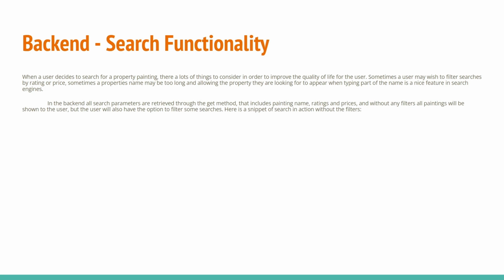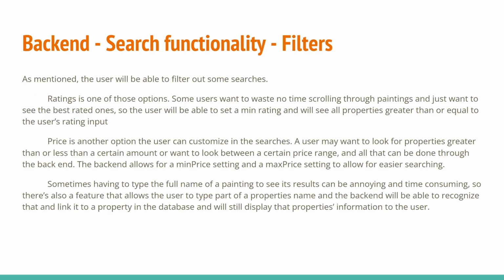When discussing the filter functionality of our search backend, the user, as mentioned, can filter searches. One of them is ratings. Some users don't have time to scroll through every single painting, and they just want to see the best rated ones. Next to the search bar, there is a filter option, and the user can select a min rating, and we'll see all properties greater than or equal to that user's rating input in the search filter function.